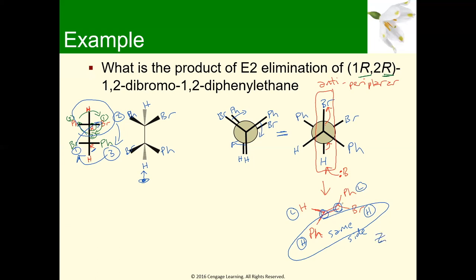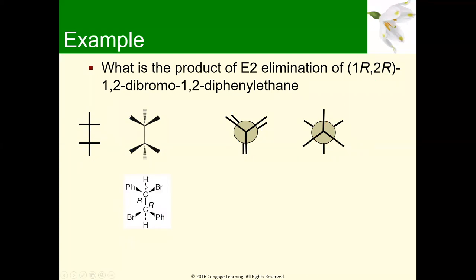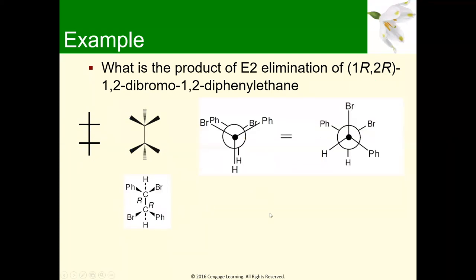So again, this is just an example of this being a stereospecific reaction. Okay, so we got the dash wedge drawing right there. Okay, and the two Newman projections. Okay, and that leads to the Z.